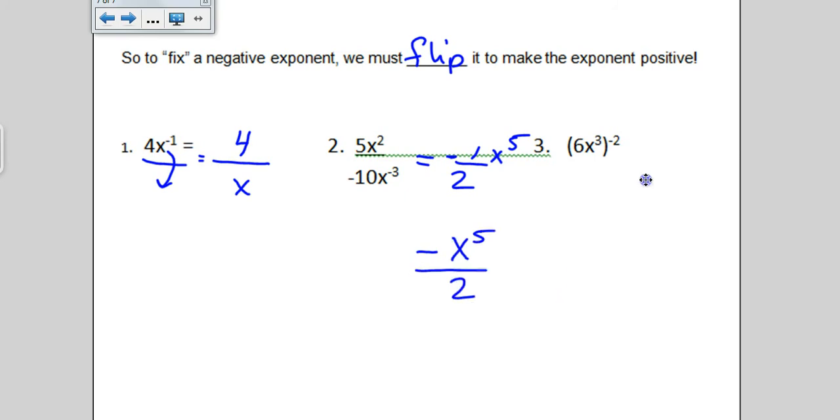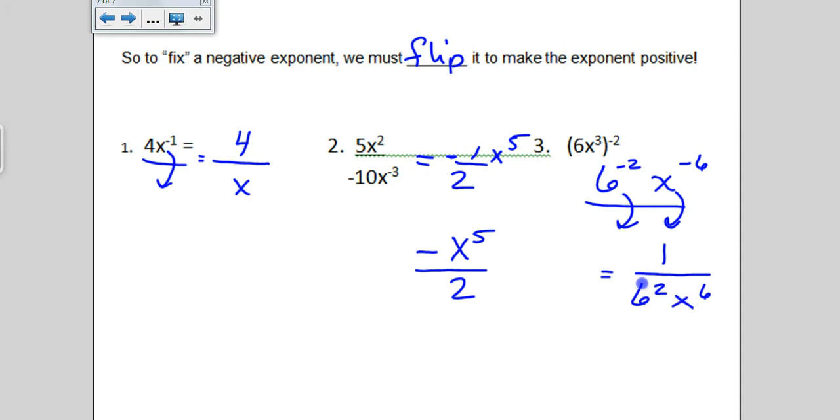That's a great answer. I'm going to go ahead and distribute the negative 2 to everybody in number 3. We have 6 to the negative 2 times x to the negative 6. But remember, anybody who's negative needs to flip to the bottom for exponents. So both of these guys are going to flip to the bottom. And since there is nothing left in my numerator, I'm going to put a 1 as a placeholder. And I could write 6 squared times x to the 6th, but the ACT would like you to go ahead and simplify 6 squared and create 1 over 36 x to the 6th.